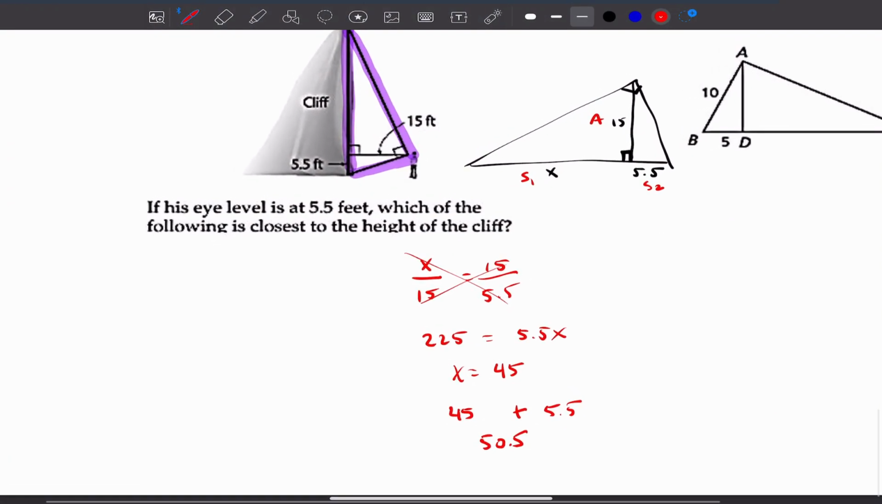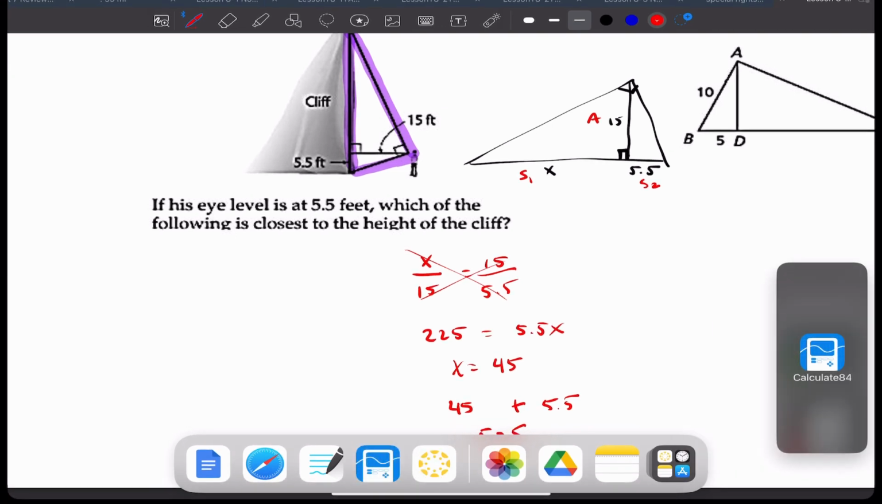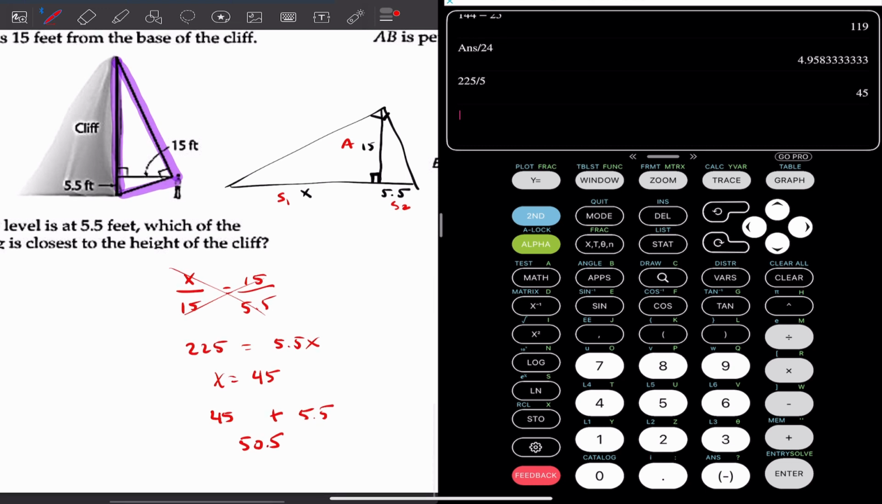this is a little weird because it says which of the following is closest to the height of the cliff, and we don't even have multiple choice options here, so that is a little strange. Let me see if I'm doing something wrong. Oh, sorry. You know what I did wrong? I put 225 divided by 5 instead of 225 divided by 5.5. I was wondering what's going on here. I was like, that's not right.